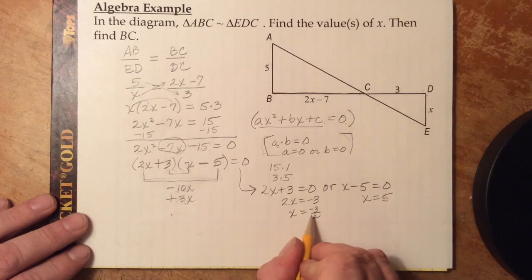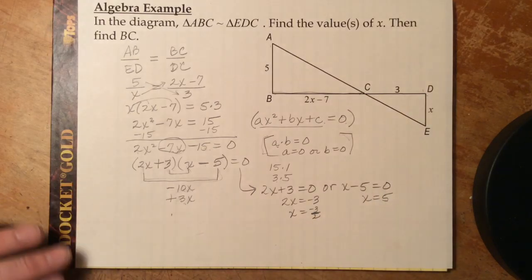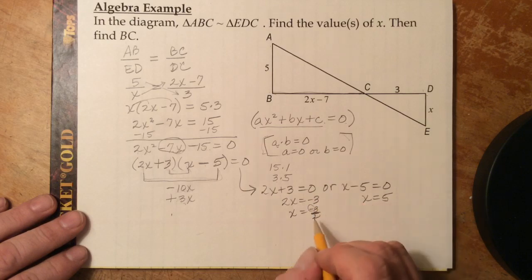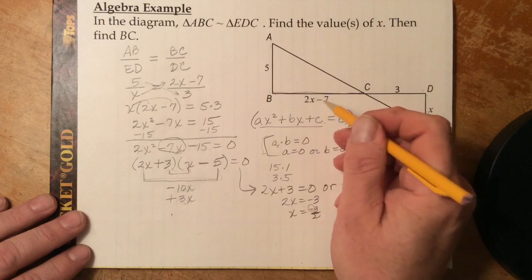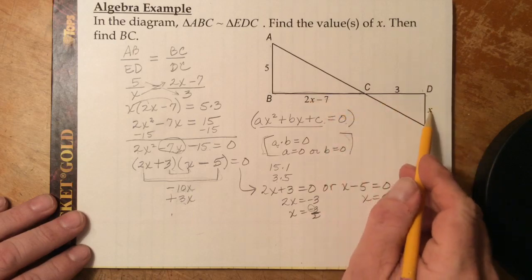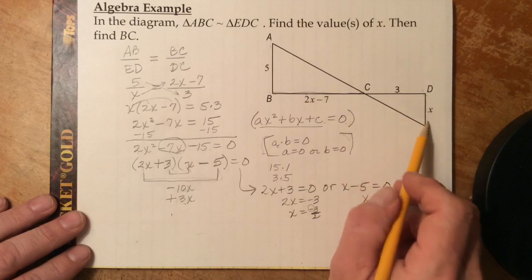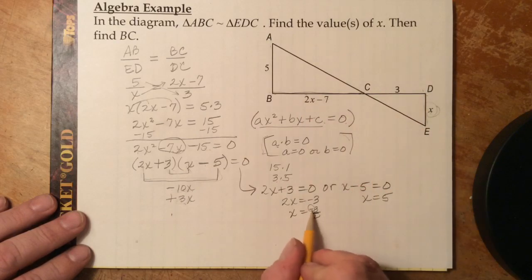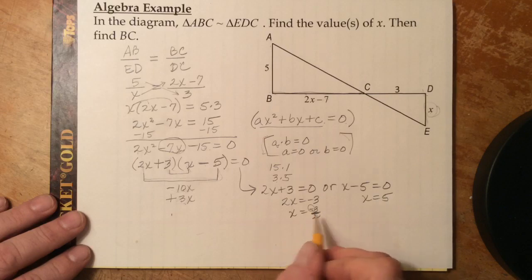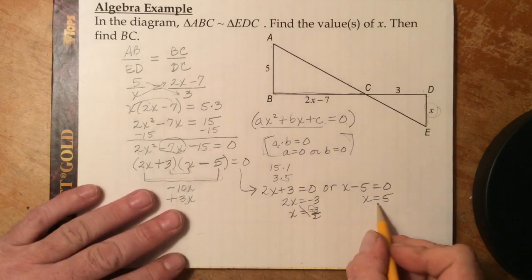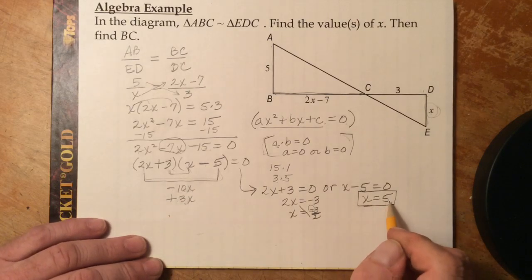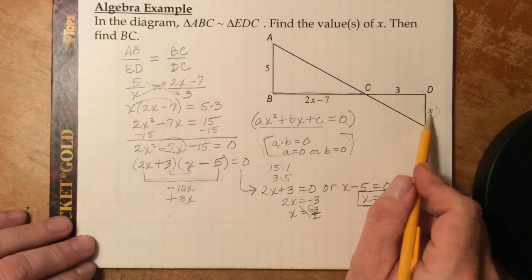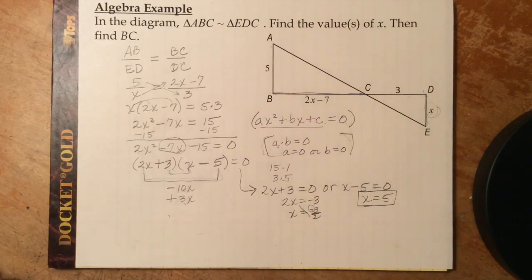Now, before we immediately declare that this one won't work, we need to make sure that it really doesn't work because it's negative. Remember, length or distance cannot be negative. If we put it in here, we're still going to get a negative here, but be careful when you plug it in. Because this is x, only x, and it's a length, then it cannot be negative. So negative 3 halves or negative 1.5 will not work. However, over here, x equal 5 will work because it is positive. So the value of x should be 5 for these two triangles to be similar.